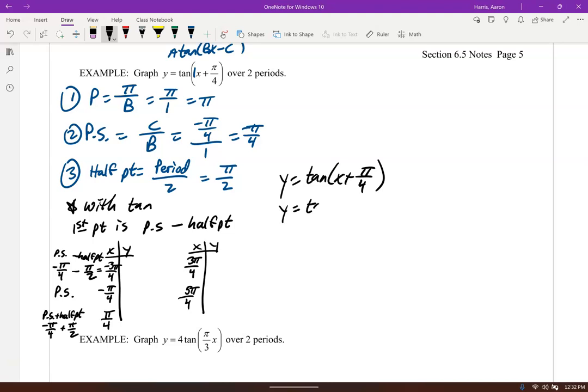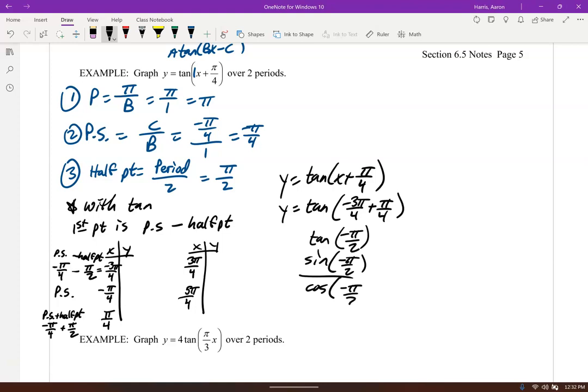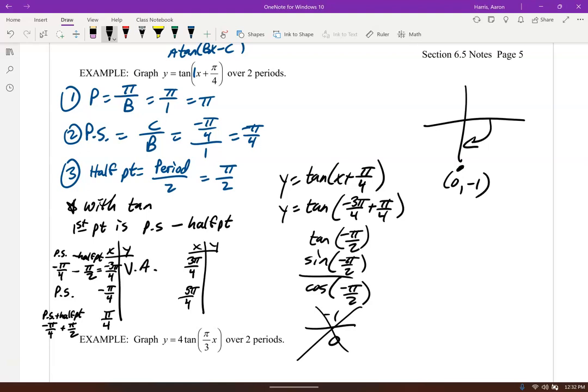So we got tangent. Let's throw in the negative 3 pi fourths. So negative 3 pi fourths plus pi fourths is negative 2 pi fourths or negative pi halves. So I got sine of negative pi halves over cosine of negative pi halves. So I've rotated here, right? So I'm at this point, negative pi halves. The sine there is negative 1, but the cosine there is 0. Oh, this is undefined. That's because that's my first vertical asymptote.